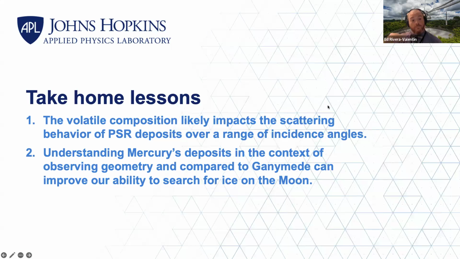A lesson learned, then, jumping over to the Moon, is that maybe the volatile composition is affecting what the scattering properties, or the scattering behavior, of the PSRs will look like over the range of observed incidence angles. If we can better understand the Mercury radar backscatter in the context of what Ganymede is doing, in the context of what Europa is doing, we can start better understanding, okay, how do we then translate Mercury back over to the Moon?